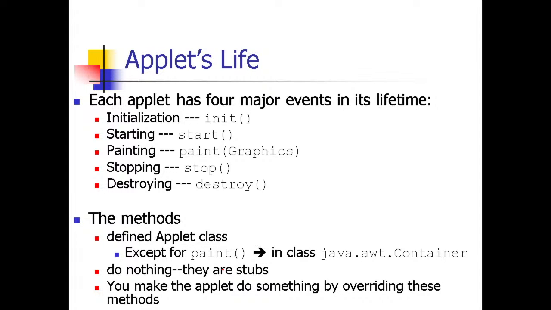The methods defined in the applet class, except paint, are in java.awt.Container. Paint is actually declared in the Graphics class. The rest, init, start, stop, and destroy, are all declared in the java.awt.Container class.